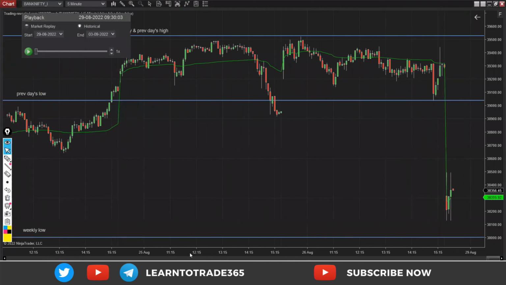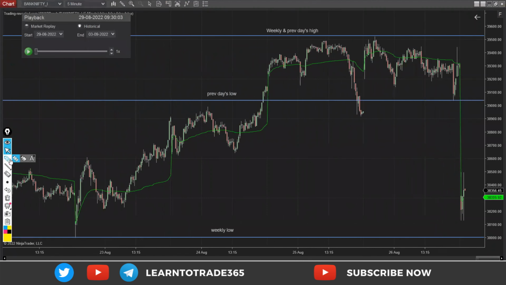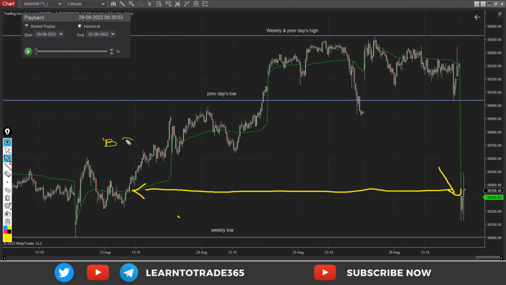Now I will be zooming out my chart. Price is trading here. At the same zone last time, when the price was trading at the same zone, what was the reaction? Either buyers were in control or sellers were in control. This is our job, which we need to identify.